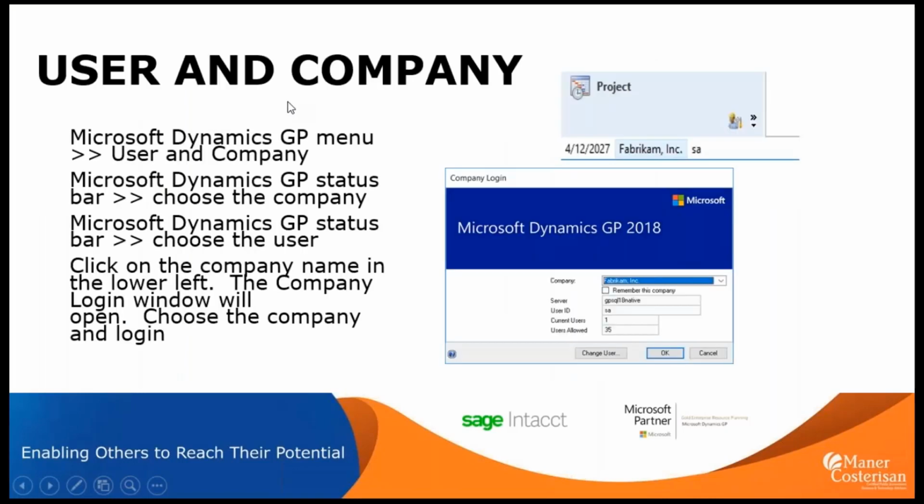We're going to start with an overview. And here's our basic. When you log into GP, you have the company, unless you have just one company, and then you also see a user ID and current users, which are the number of users allowed in your system at one time. If you ever need to change companies within GP, you can click at the bottom of the left screen of GP and change the company where it says, for example, right here, Fabrikam Incorporated. You also see SA, which is my user, and then you also see the date.